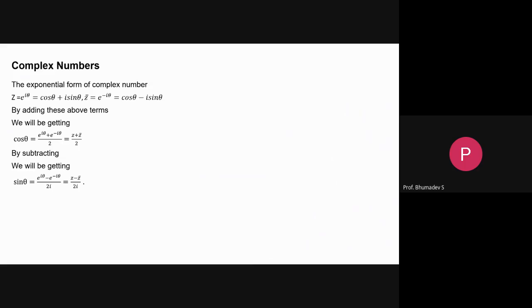Now suppose you have the power z to the power of n, which can be written as e raised to i n theta, which can be further simplified as cos n theta plus i sine n theta. And its conjugate, z bar to the power of n, otherwise 1 upon z to the power of n, can be written as e raised to minus i n theta, which is cos n theta minus i sine n theta.